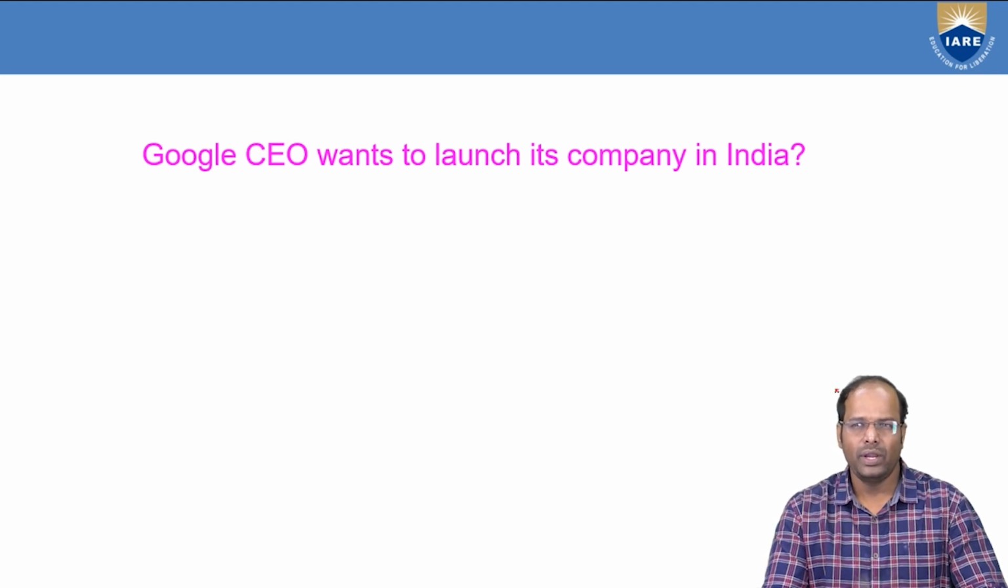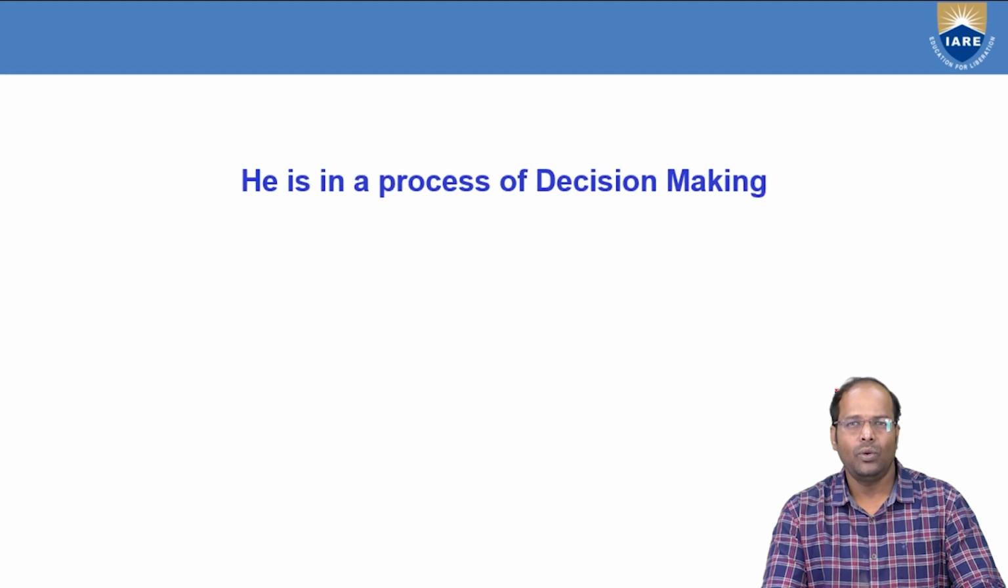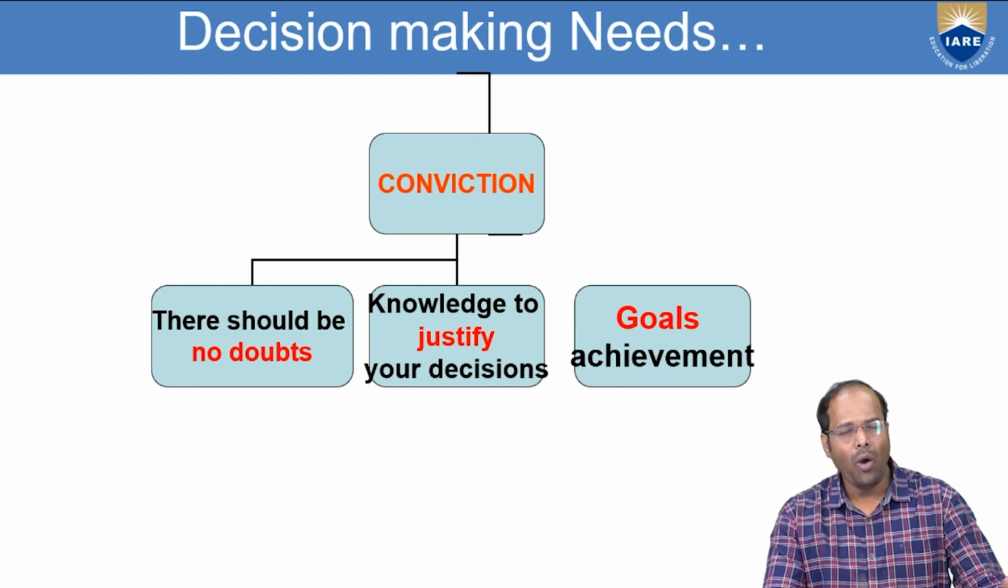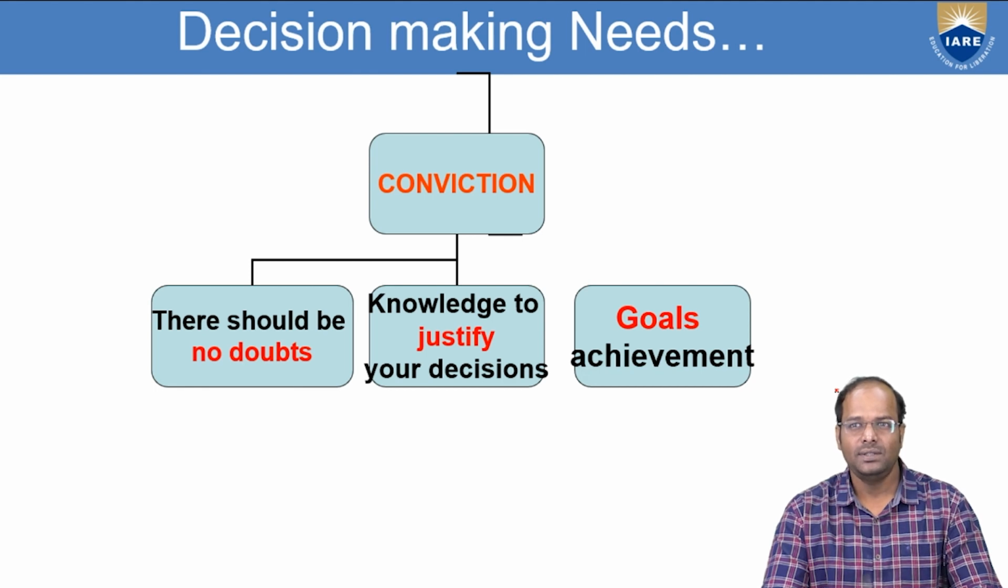Let me give an example. The Google CEO wants to launch the company in India. So he is in a process of decision making. How will he take the decision to establish the company in India? Decision making needs conviction. There should be no doubts, and a knowledge to justify your decisions, and a goal to achieve.